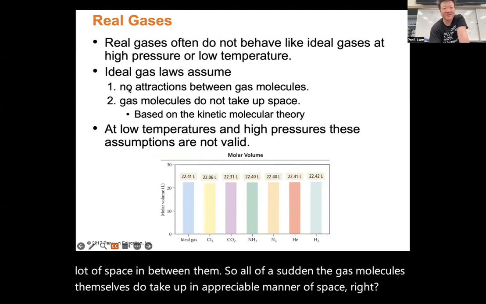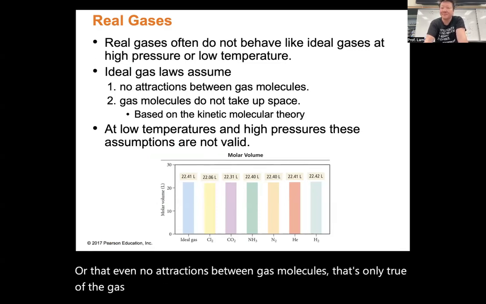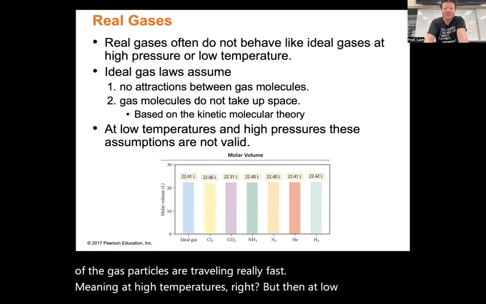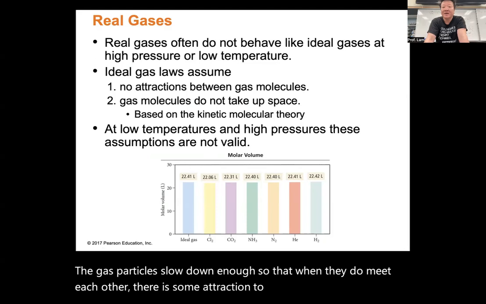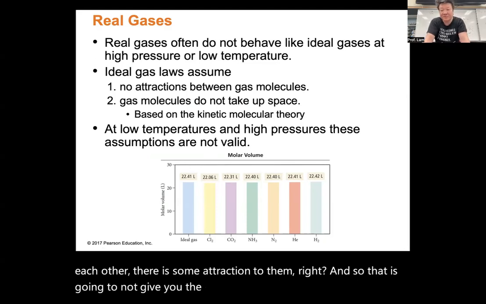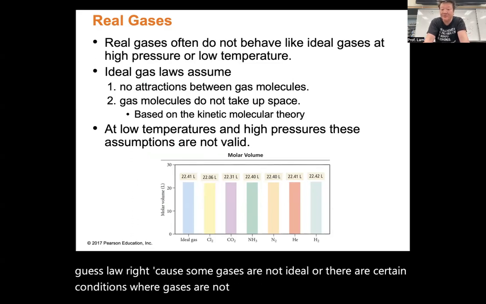And the assumption of no attractions between gas molecules is only true if the gas particles are traveling really fast, meaning at high temperatures. But at low temperature, the gas particles slow down enough so that when they do meet each other, there is some attraction between them. And so that is not going to give you the same numbers as if you just use the ideal gas law, because there are certain conditions where gases are not behaving like ideal gases. So you can see it here in this chart, right?